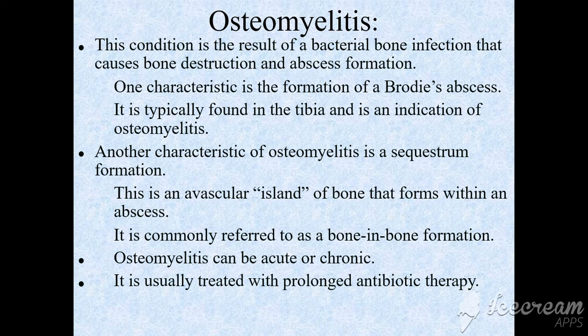Continuous osteomyelitis. This condition is a result of bacterial bone infection that causes some bone destruction and abscess formation in the bone. One characteristic is the formation of the Brodie abscess. It is typically found in the upper tibia, and it is a type of osteomyelitis.